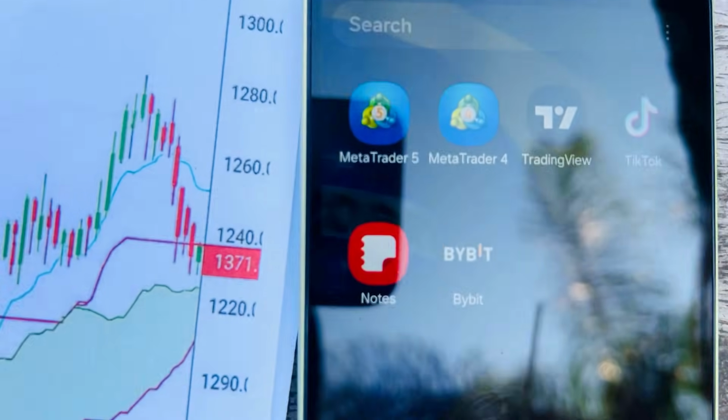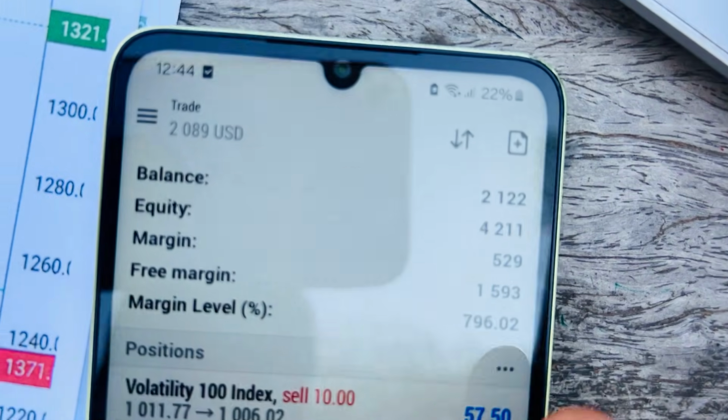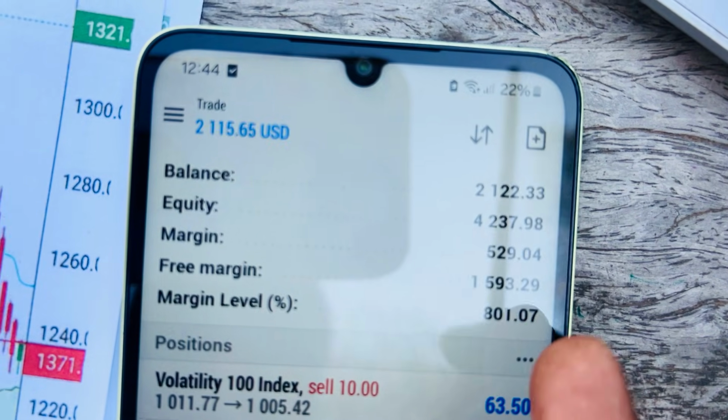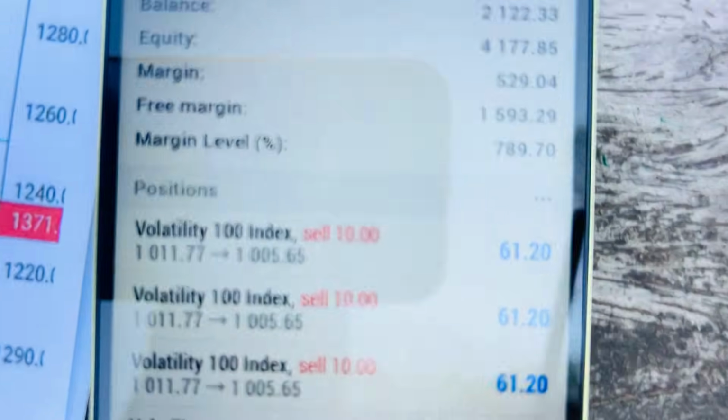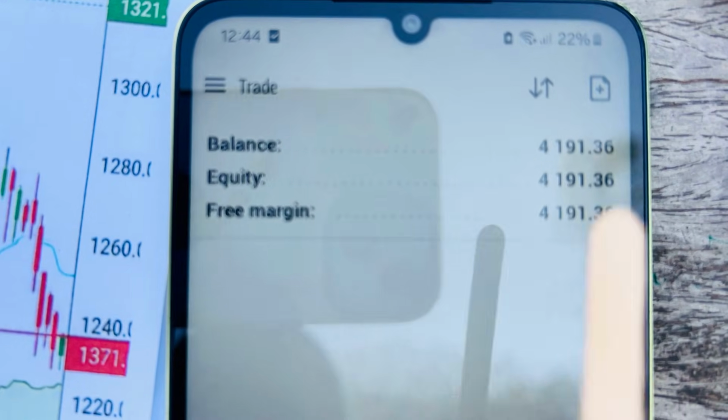So now here's what you need to do. On MetaTrader 5, let's actually close our profit here. It's important to close profit once you're in profit. So we'll go ahead and close our profit. That's a good profit for the day.